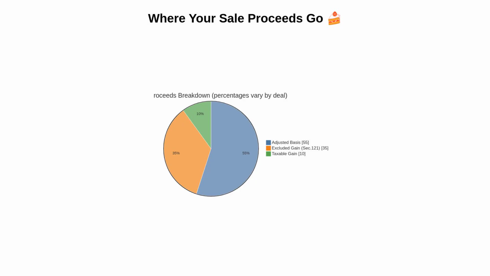The largest slice is often the adjusted basis, representing what you originally paid, plus improvements, and adjusted for depreciation, if applicable. A substantial slice can be the excluded gain under Section 121 for a qualifying primary residence, which you do not pay federal capital gains tax on. The remaining slice is taxable gain, which may be zero for many sellers of primary homes, but can be significant for investment properties, or for single filers whose gain exceeds the cap. The exact proportions vary with each transaction.